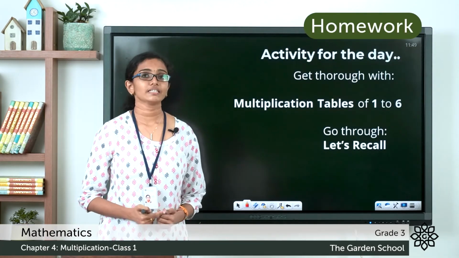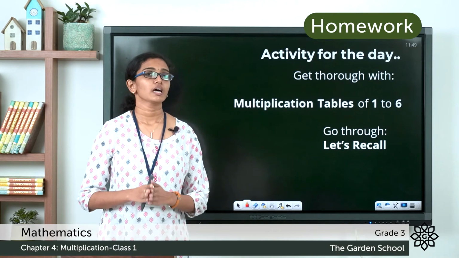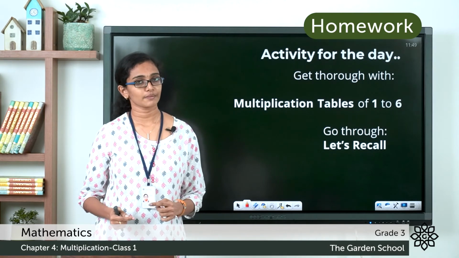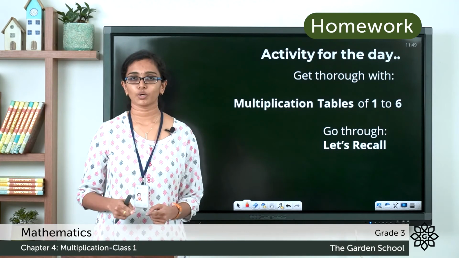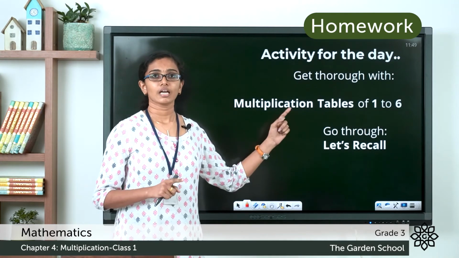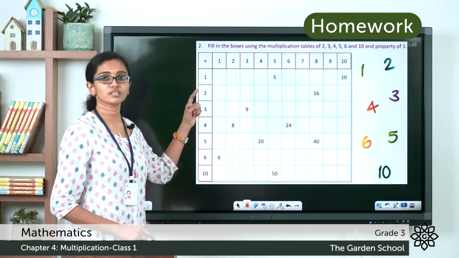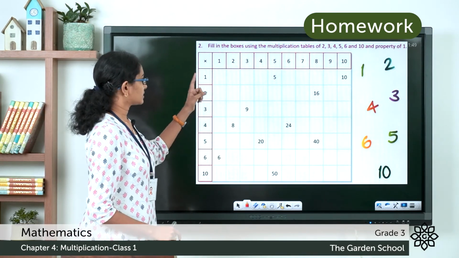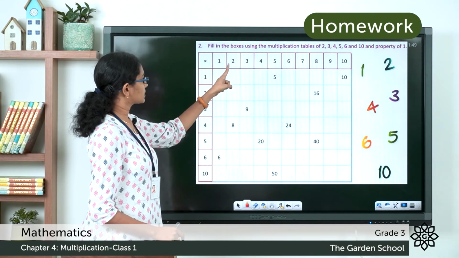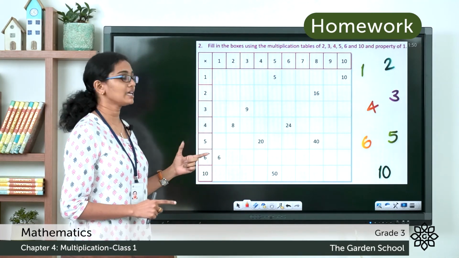You have to go to the Let's Recall page in page number 52 and 53 of your textbook. Before that, you have to get thorough with the multiplication tables of 1 to 6. The first 10 multiples are enough, but make sure you get thorough with the multiplication table or the times table of 1 to 6. And once you have done that, in the Let's Recall page, you can see this question. This is question number 2. It's a grid. It's a very simple one. You just have to multiply this number with this number with this, like that. You complete the grid. Once you are thorough with the multiplication tables, this will be very easy for you.